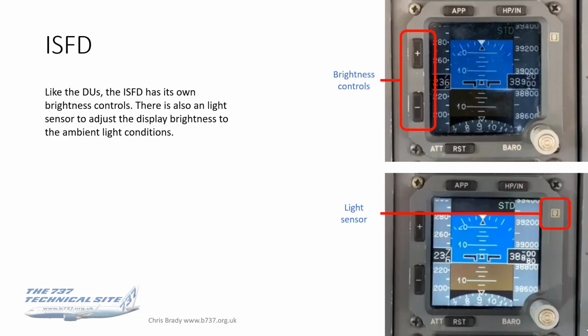The ISFD, similar arrangement. Like the DUs, they've got their own brightness controls on the left hand side there with the plus and minus buttons. There's also a light sensor, which is that small sensor on the top right there, that adjusts the brightness to the ambient light conditions.